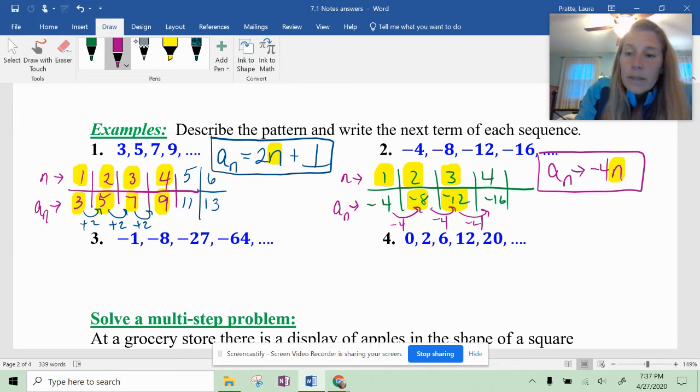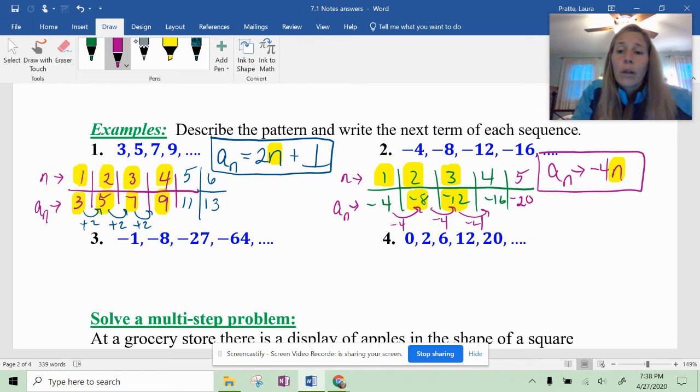So now the next term in the sequence, all I'd have to do is 5 times negative 4, and I would get negative 20, or you could have just carried out the pattern another negative 4 and gotten it that way.